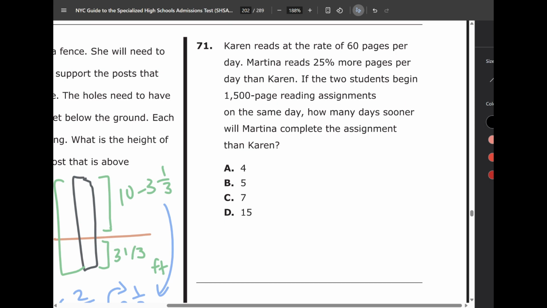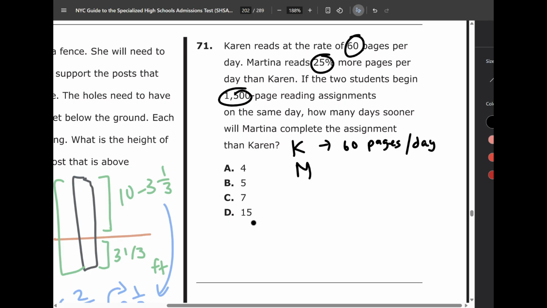71. Karen reads at the rate of 60 pages per day. Martina reads 25% more pages than Karen. If the two students begin 1,500-page reading assignments on the same day, how many days sooner will Martina complete this assignment than Karen? First I want to think about what's going on. Karen, we'll call her K, and Martina, M. They're both reading this book. One can read 60 pages per day, and the other can read 25% more.